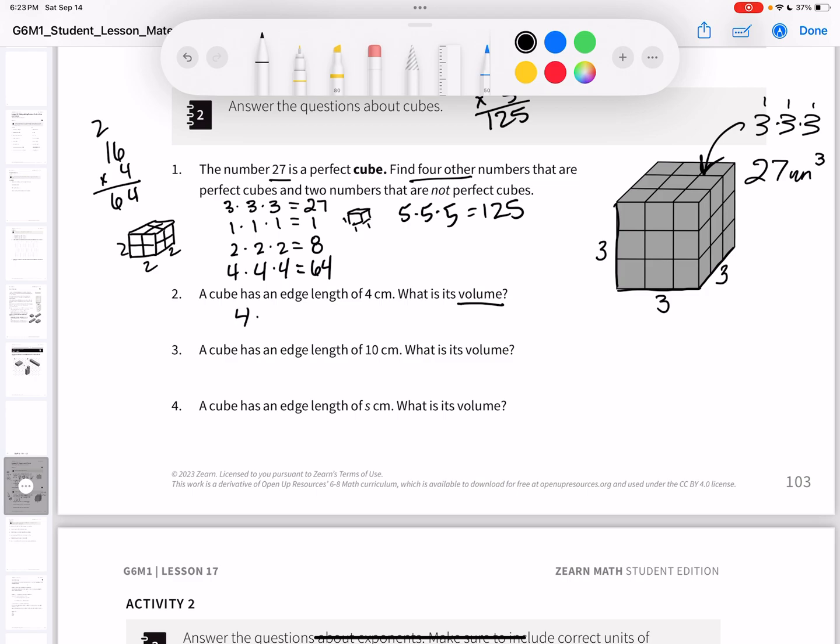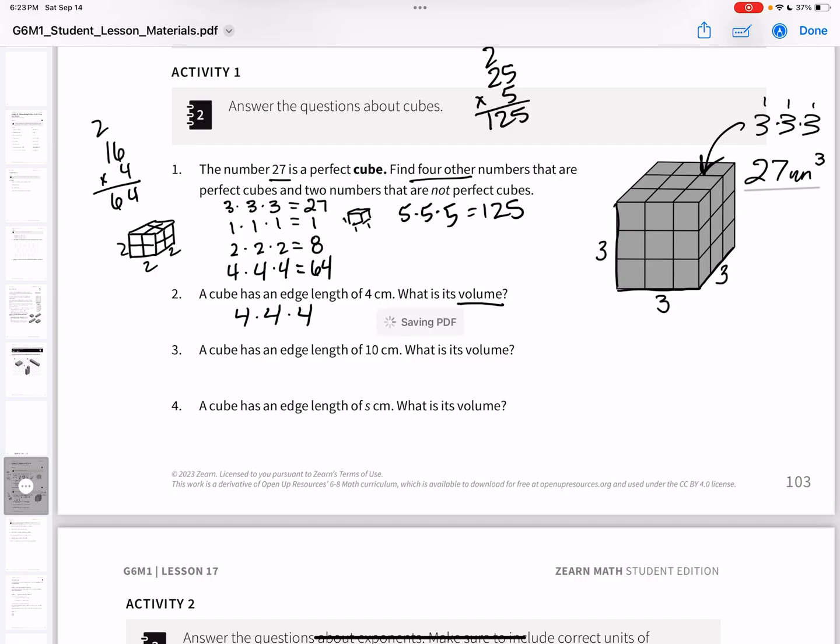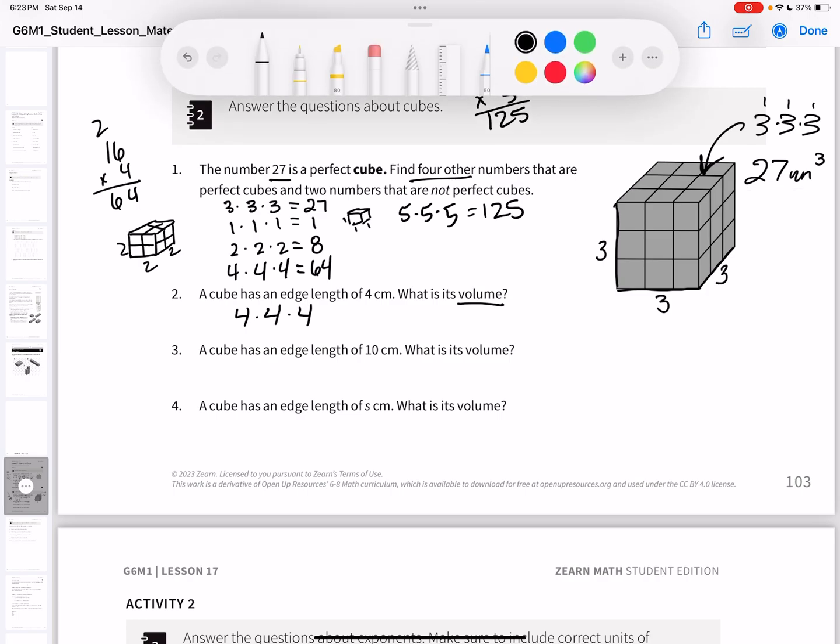So a cube has an edge length of 4 centimeters. That would be like doing 4 times 4 times 4. And we've already done that up here. 4 times 4 is 16, times 4 is 64. So the volume of our cube would be 64 centimeters cubed.